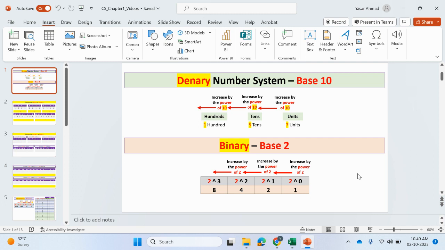In this set of videos, we're going to be looking at computer science and focusing on data representation. In this first video of this series, we're going to be looking at denary and binary. So let's first start off with denary.